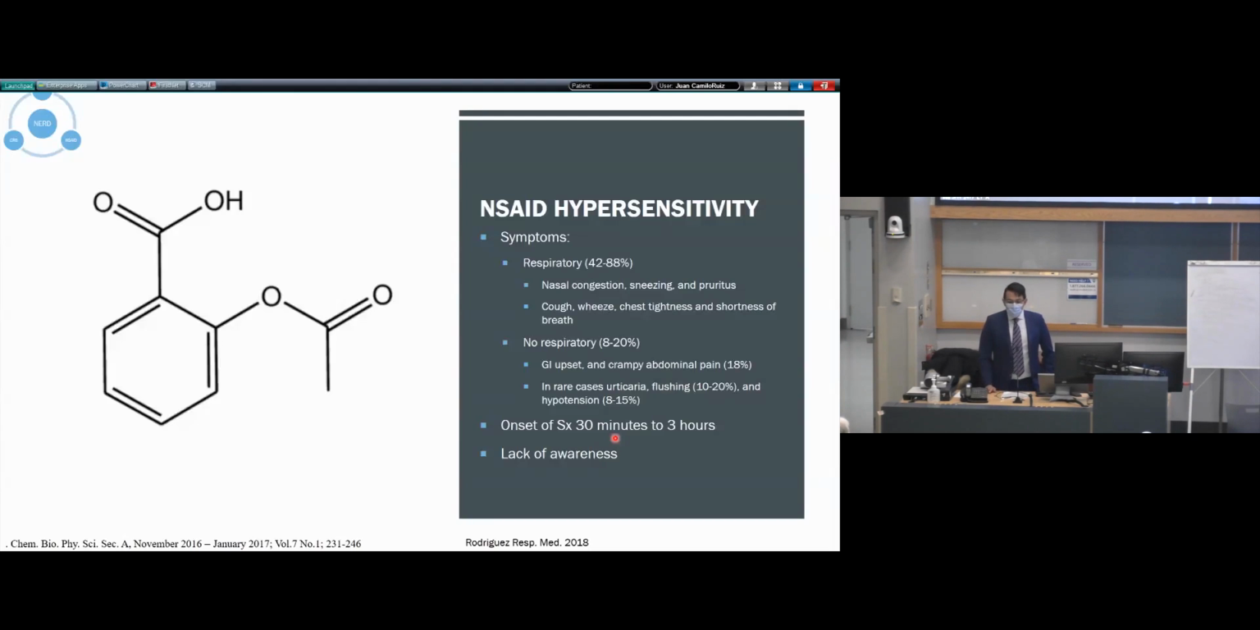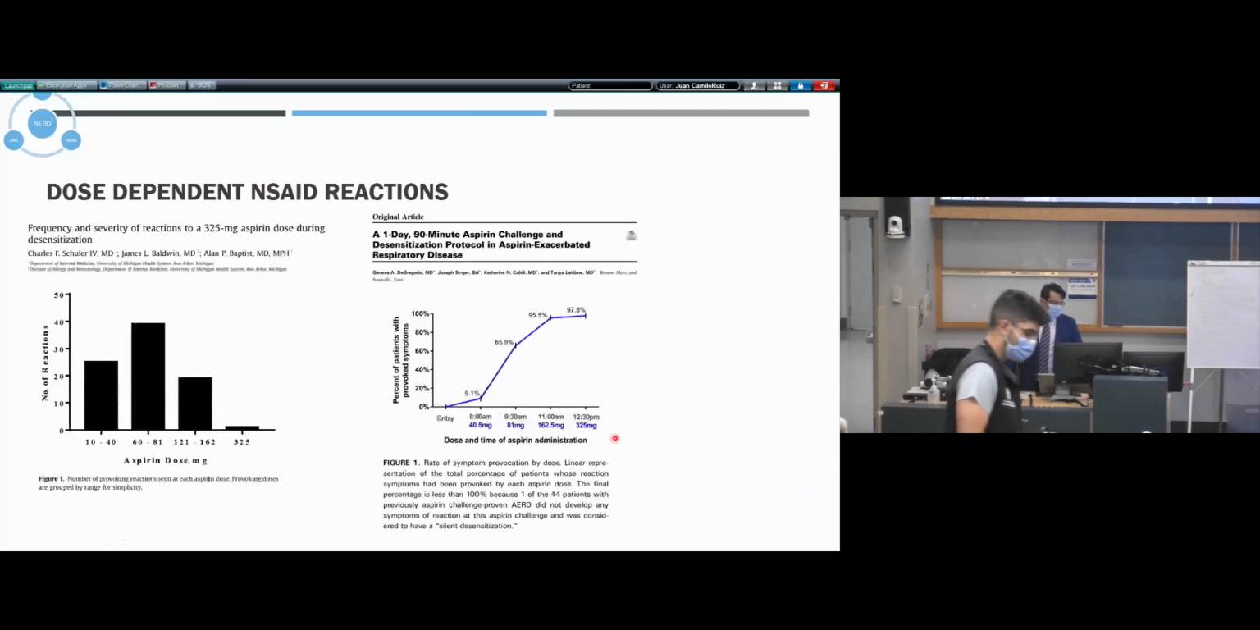Now, there's also a lack of awareness from patients because sometimes they might take an anti-inflammatory and not have a reaction until hours later. So they might not be forthcoming about it. Now, there's also a dose-dependent reactivity, meaning that depending on the dose that is given, you might get a reaction.